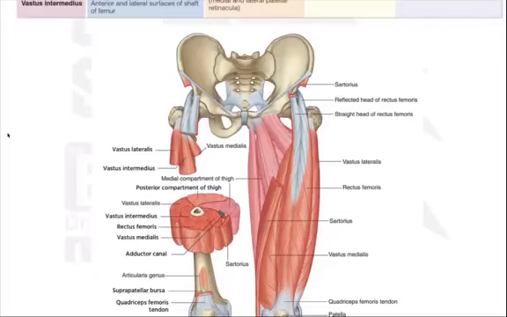So the rectus femoris will be originating from the anterior inferior iliac spine and the ilium superior to the acetabulum. Okay, so from this area. The vastus lateralis will be originating from the greater trochanter and the lateral lip of the linea aspera. The vastus medialis will be originating from the intertrochanteric line and the medial lip of the linea aspera, and the vastus intermedius will be originating from the anterior and the lateral surfaces of the shaft of the femur.